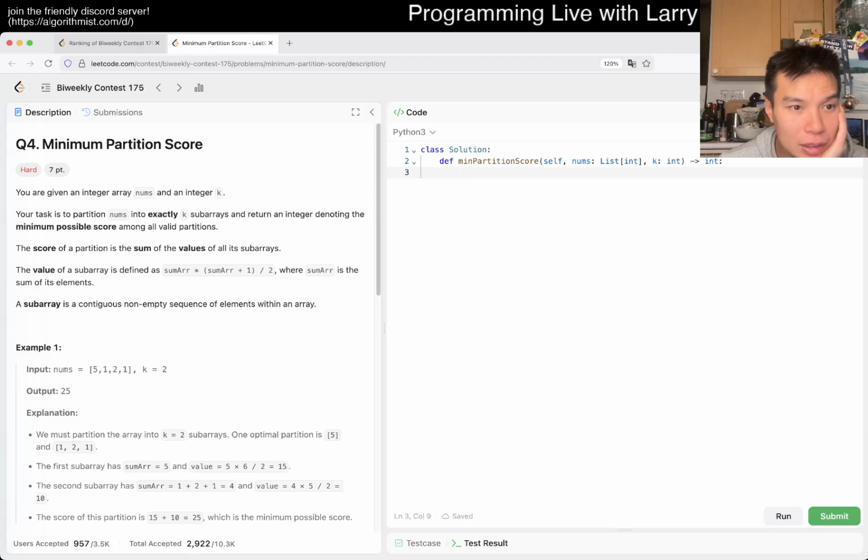Nums in partition nums in the k subarrays and return an integer denoting a minimum possible score among all valid partitions. Score is the sum of the values of all its subarrays. The score of a partition is the sum of the values of all its subarrays. Okay, the value of a subarray is the sum. Okay.